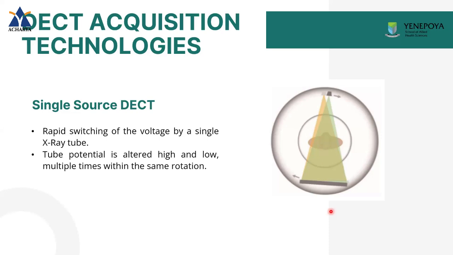If you are taking a helical scan, one rotation of the X-ray tube will take place at 80 kV. Quickly, the X-ray tube will switch its voltage, and then again it will take a rotation at 140 kV. So rapidly it will be switching the voltage and acquiring the scan. The tube voltage is altered high and low multiple times within the same rotation, so because of the continuous switching of the voltage, you get images with multiple kV techniques.